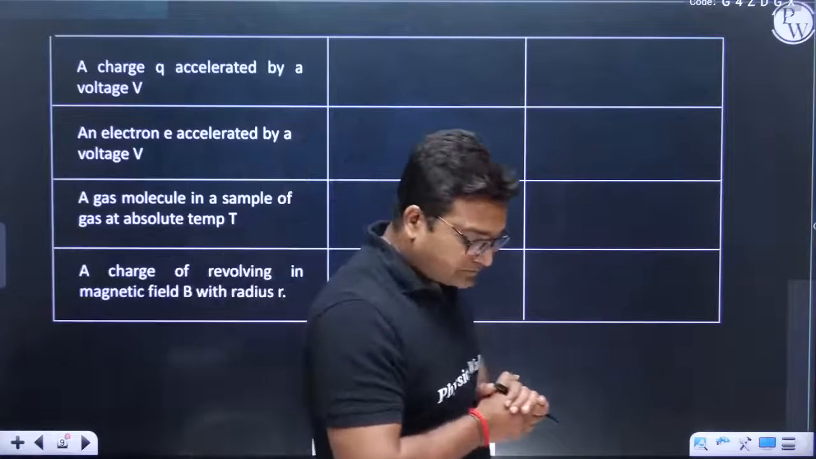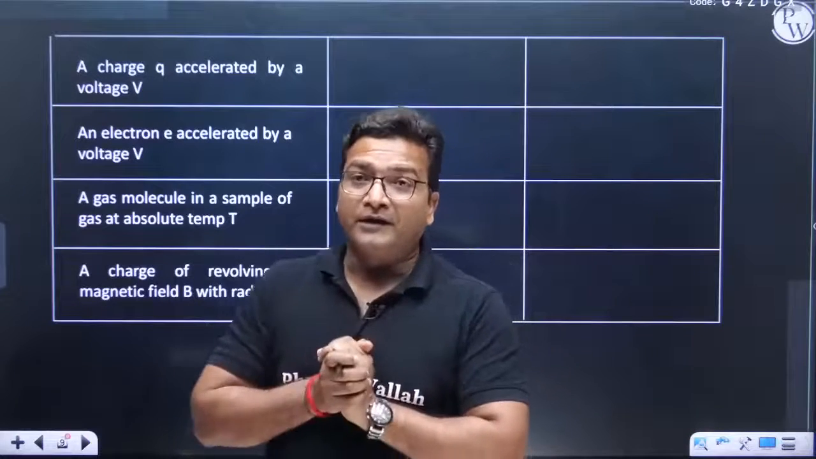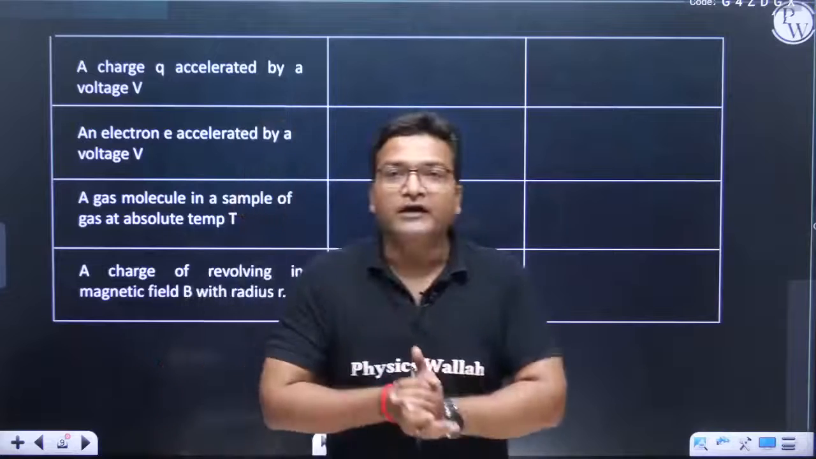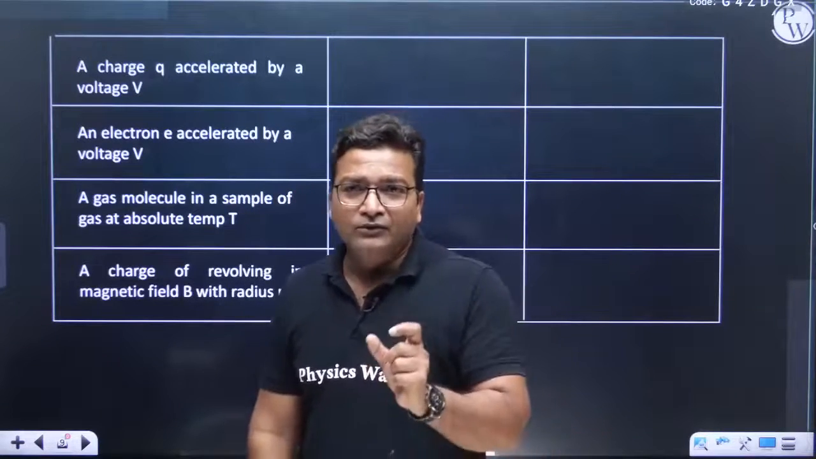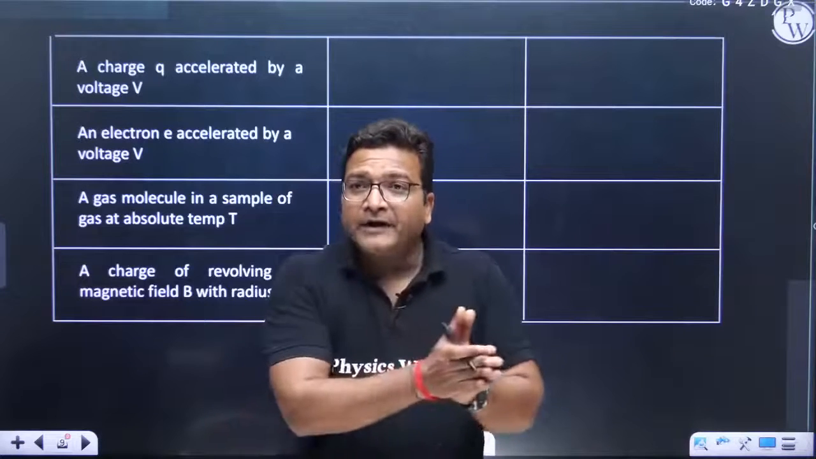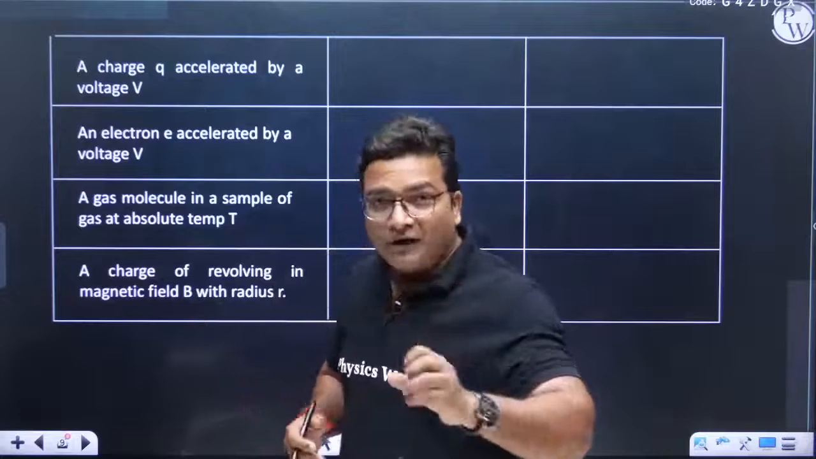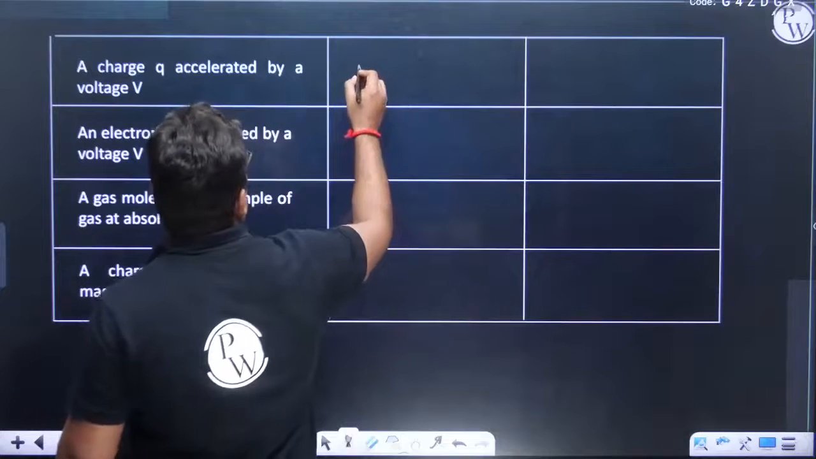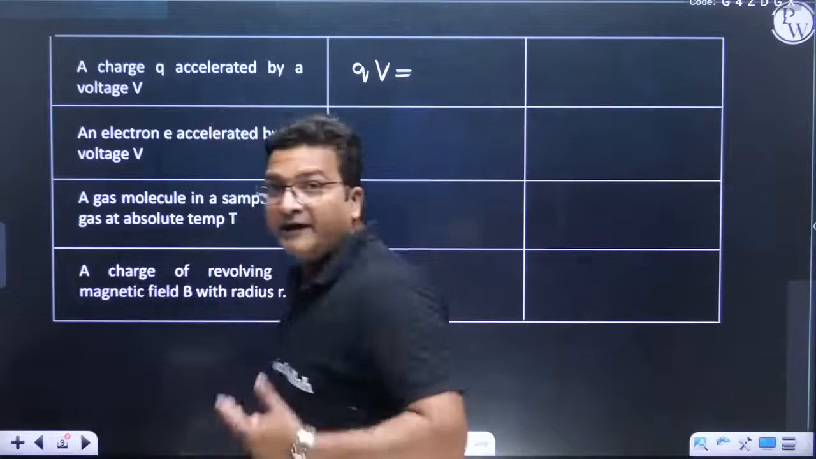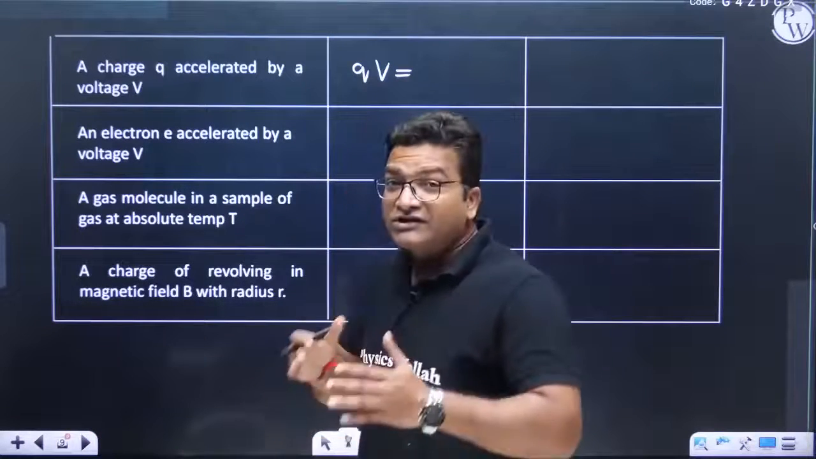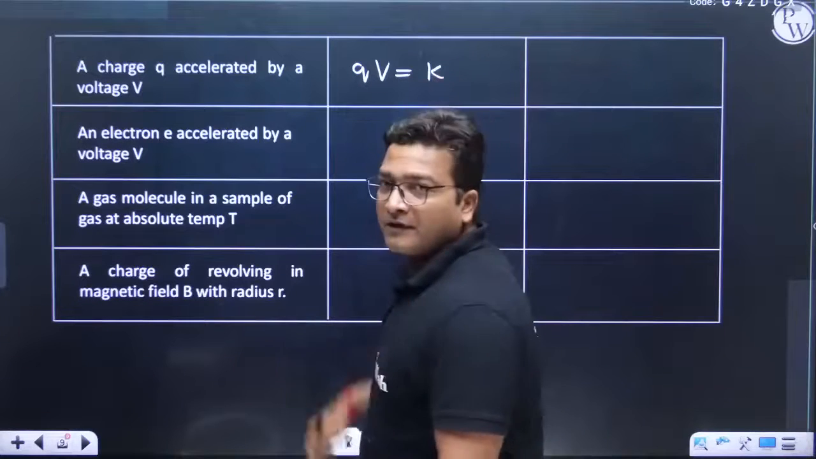There is something we should study: how to give momentum to a particle. Suppose we have certain ways. If we have a charge q and it is accelerated by a voltage V, the work done on the charge would be q times V, and this work done is converted into kinetic energy if the charge was initially at rest. So this is equal to the kinetic energy.